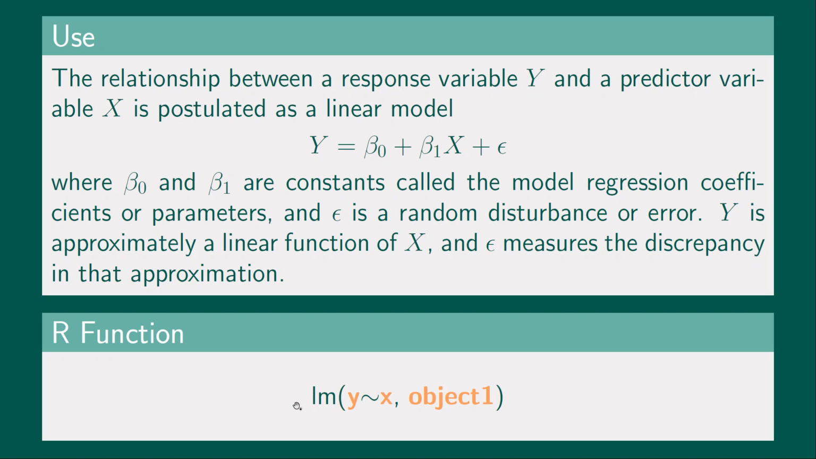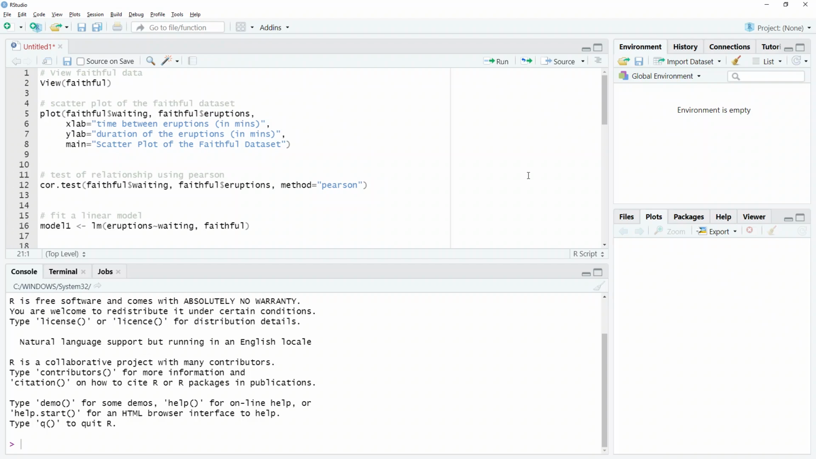The lm function allows us to create a linear regression model in RStudio. The y tilde x argument indicates the model to be created. Y represents your dependent or response variable, and x represents your predictor or independent variable, whereas object1 contains these variables. For this example, we will use the faithful dataset available in RStudio.